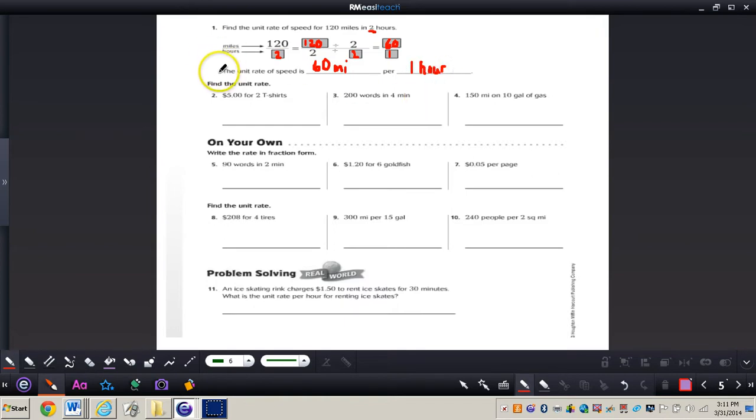Okay, now what I want you to do is do number 2 with me, and then I'll have you do 3 and 4 all by yourself. So we have $5 for 2 t-shirts. What we will do first of all is just write this as a fraction, $5 for 2 t-shirts here. We want to find the unit rate, so we're going to divide both numerator and denominator by 2. So $5 divided by 2 is going to give me $2.50. Okay, we can write $2.50 per t-shirt.